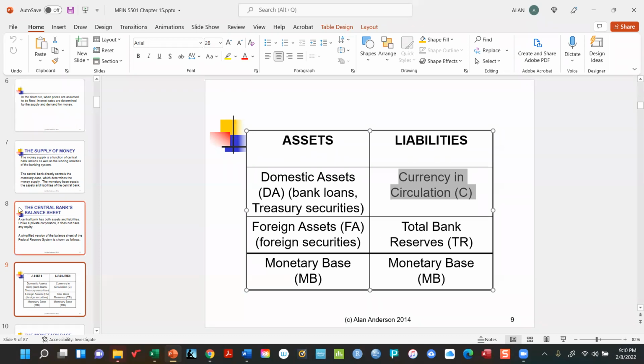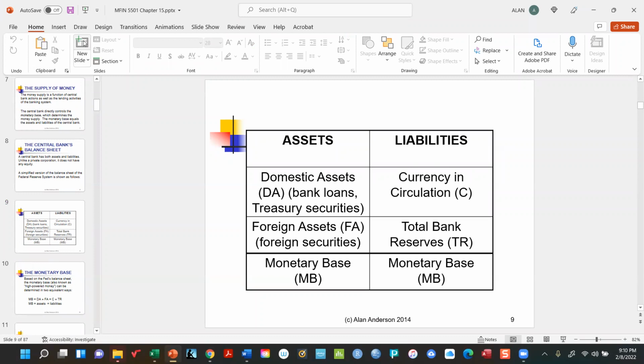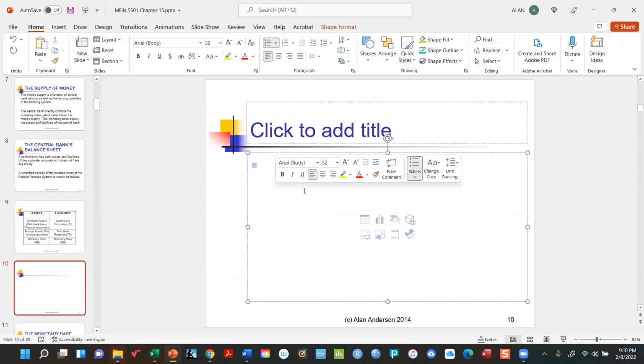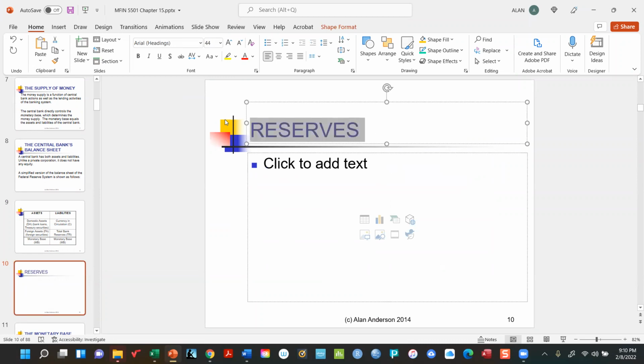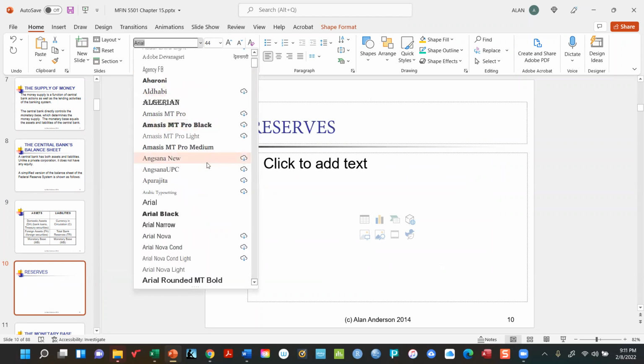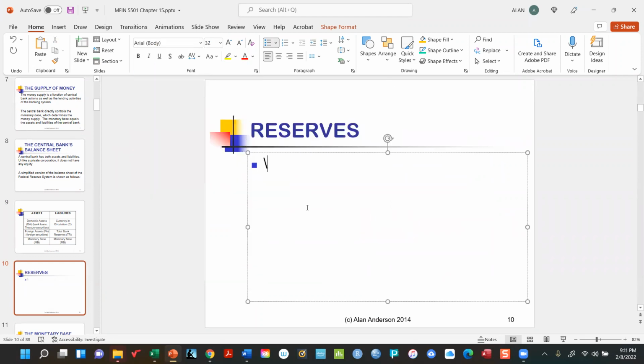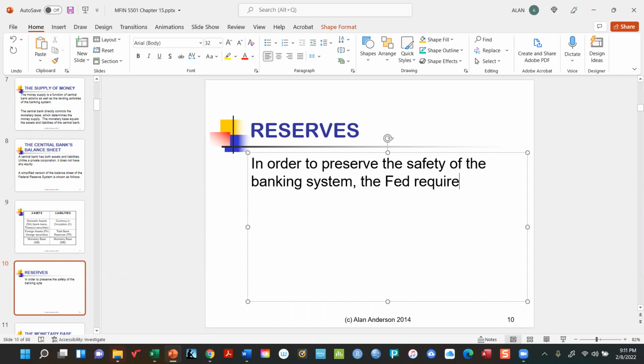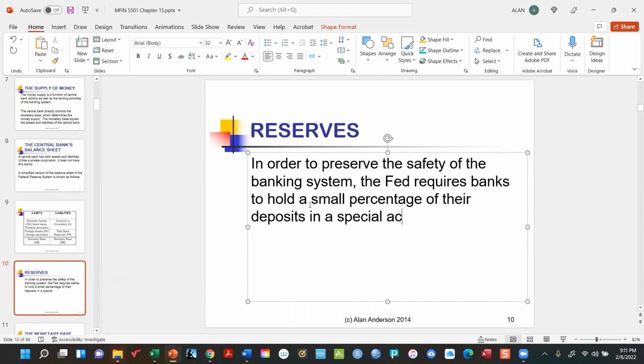And then bank reserves. Now, for this, we need to do a little detour. What happens with the Fed is this. In order to preserve the safety of the banking system, the Fed is basically saying you may not lend out every dollar that you have. So the Fed requires banks to hold a small percentage of their deposits in a special account with the Fed. The funds held in this account are known as reserves.